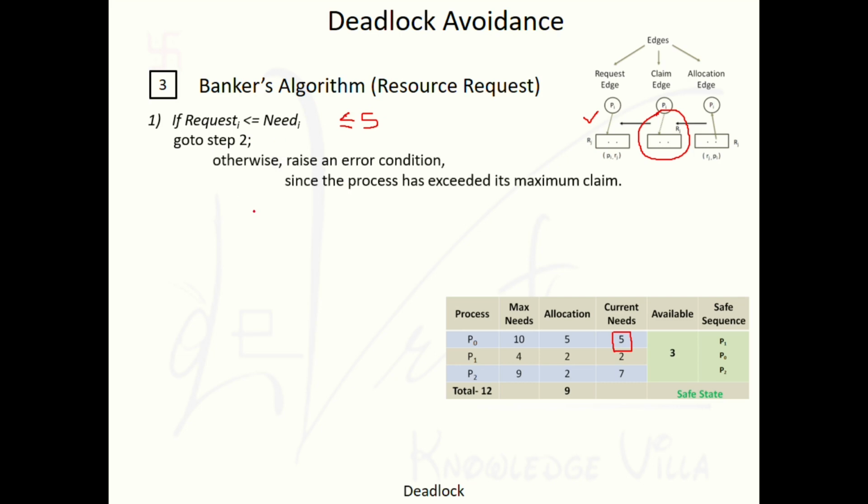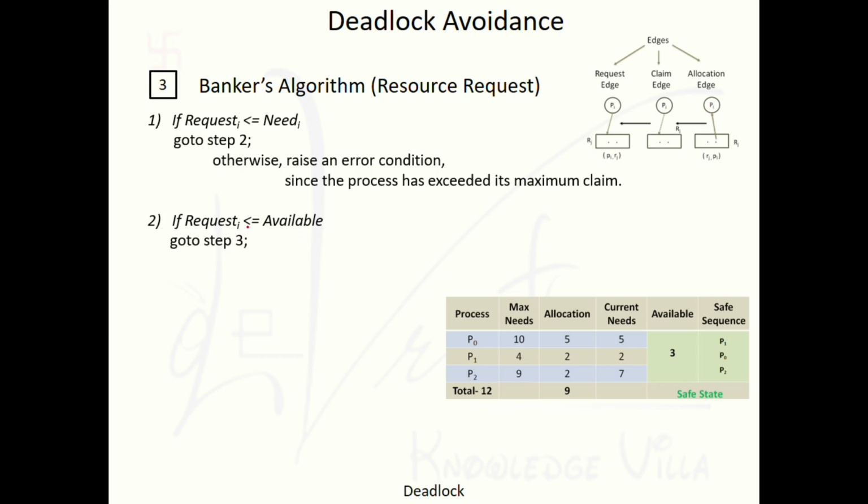Otherwise, raise an error condition since the process has exceeded its maximum claim. It means the process is requesting more than it claimed. So this will not be available, and it will lead to a deadlock. So a process can request less than claimed, not more than claimed. Now, next step, that is request i less than or equal to available.